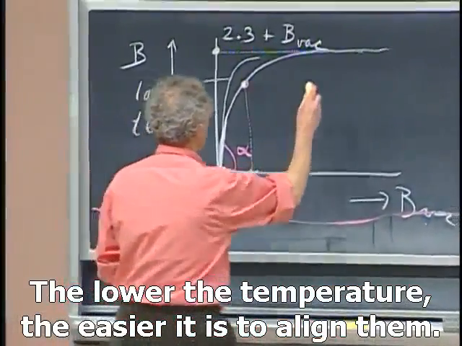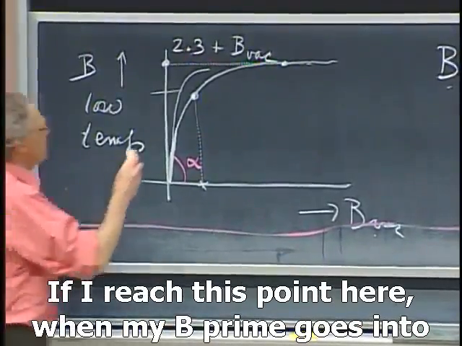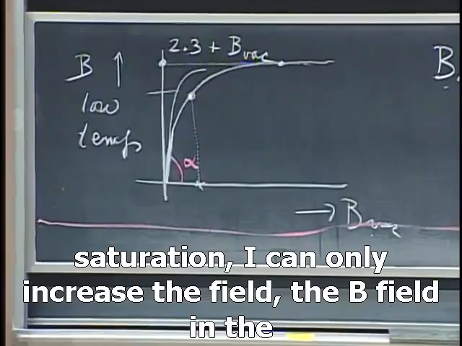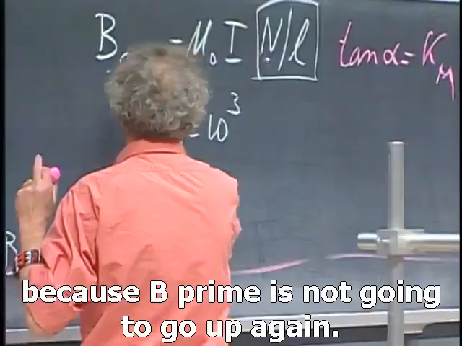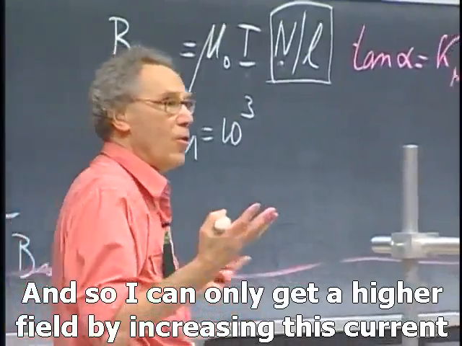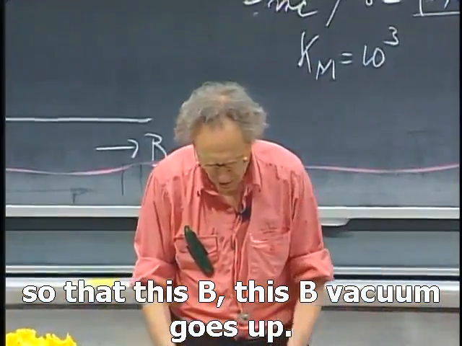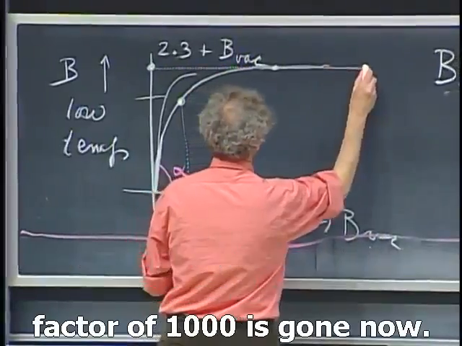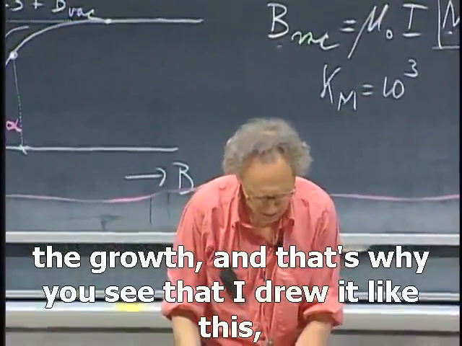If I reach this point here, when my B prime goes into saturation, I can only increase the B field in the material by increasing the vacuum field, because B prime is not going to go up again. And so I can only get a higher field by increasing this current so that this B vacuum goes up. And that goes up very slowly, because this huge magnification factor of 1,000 is gone now. So the growth is very slow, and that's why I drew it like this, that it increases very slowly, but my plot is not to scale anyhow.